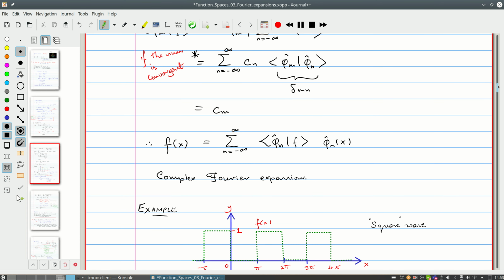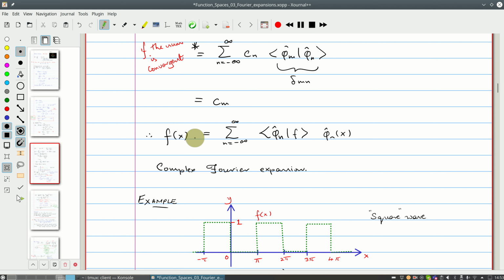In other words, any function which is periodic in 0 to 2 pi can be written as the sum n goes from minus infinity to infinity of the inner product of phi n with f, so that's a scalar, times phi n of x, and that's a function. And this is known as the complex Fourier expansion. So this is the Fourier expansion of a function f of x using these complex basis functions. Why complex? Because these phi n's are 1 over the square root of 2 pi e to the i n x.